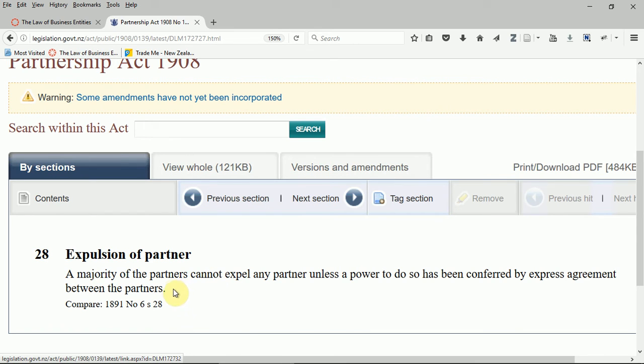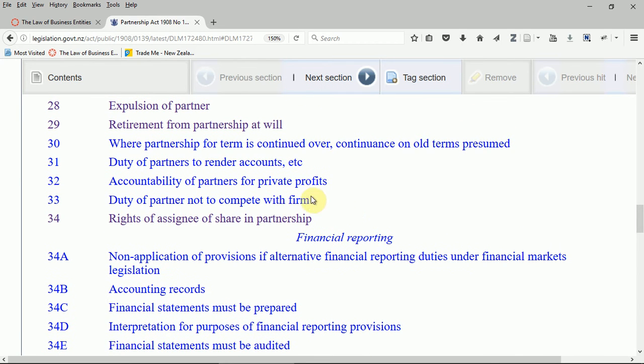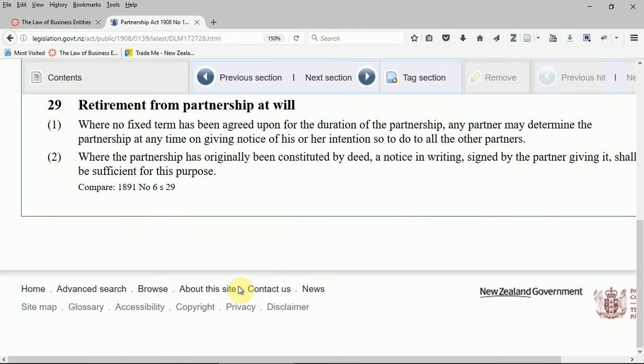Now, when you make this decision, think carefully about whether it would affect you, as you may be the person the other partners want to expel. Retirement from partnership at will. We discussed this one elsewhere. When no fixed term has been agreed, any partner may determine the partnership on notice. So it may be best to change this so that we require notice of a specific time with a specific mechanism to pay out the partner.